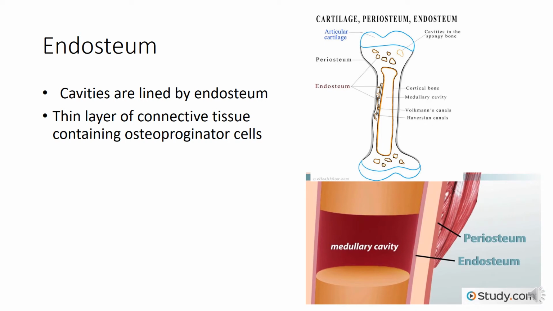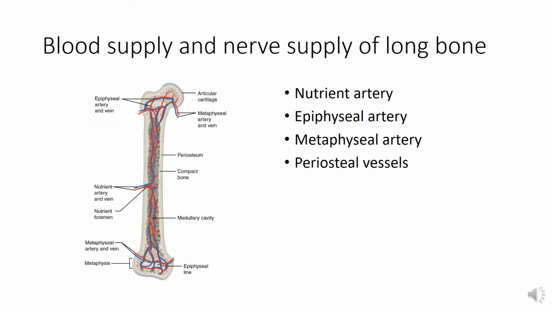Now, what is endosteum? As I have told you, at the outer surface the bone is covered by periosteum, while the inner surface, which is lining the medullary cavity, has another membrane known as endosteum. This is a thin layer of connective tissue containing the osteoprogenitor cells. Endosteum. Now, the blood and nerve supply of the long bone.